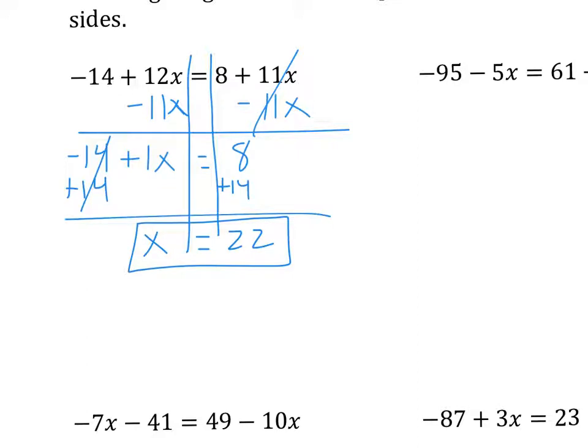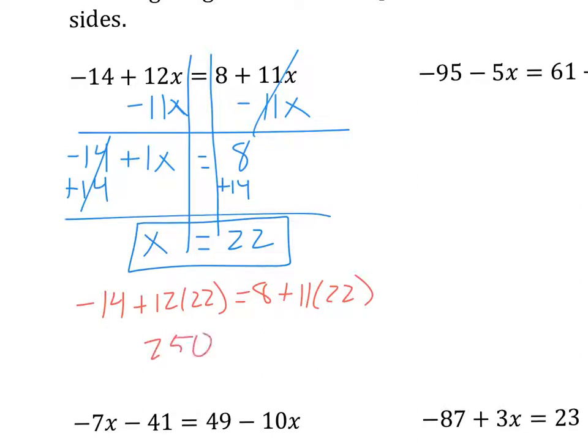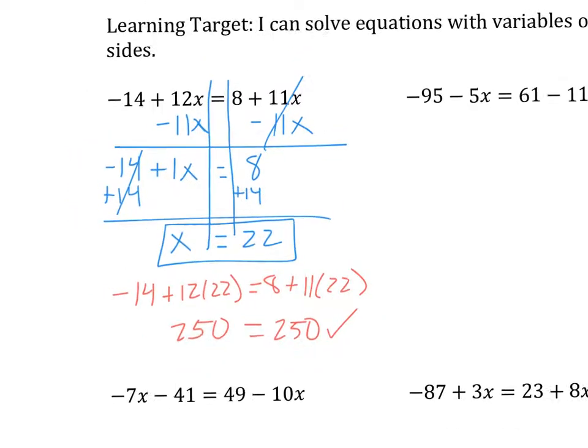If you want to check our answer, we can substitute that x back into our original equation where we see an x. So we would have negative 14 plus 12 times 22 equals 8 plus 11 times 22. We check both sides in our calculator and see if they give us the same thing. Negative 14 plus 12 times 22 gives me 250. And 8 plus 11 times 22 also gives me 250. So we know that x equal to 22 works for this equation.